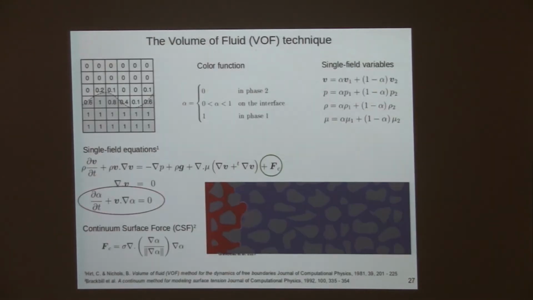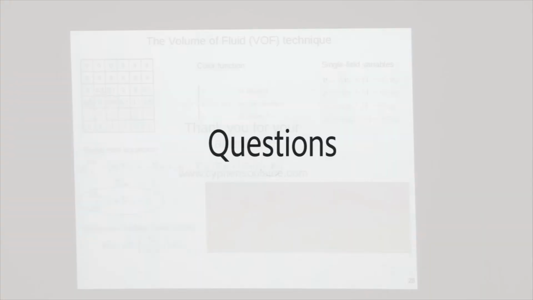Everything put together, you have this volume of fluid technique, and this is the kind of simulation you can obtain. In gray, you have the grain. In red, that was air, and here in blue, it was water. So we did a drainage, and this is the kind of simulation we obtained.